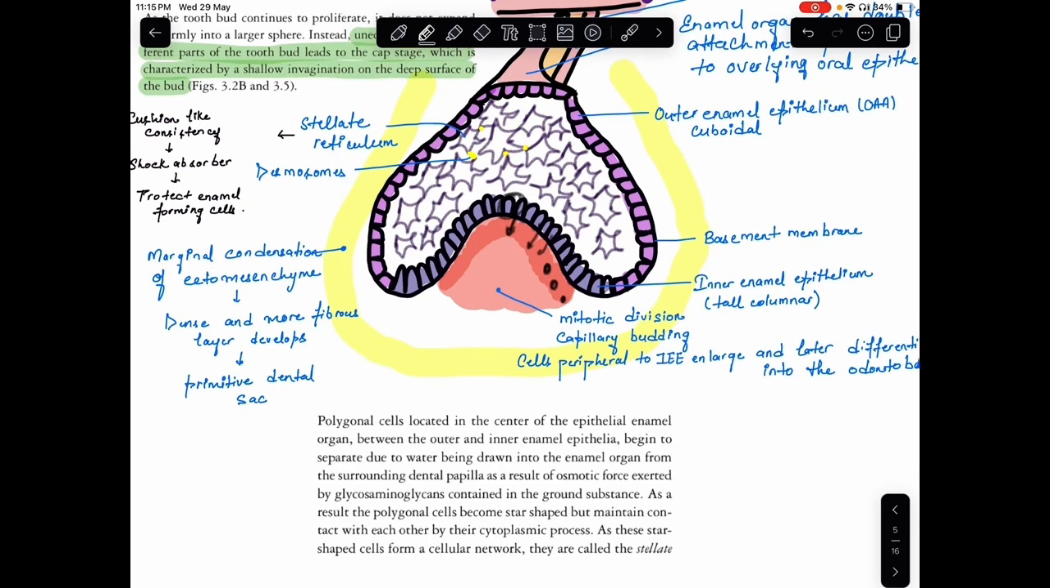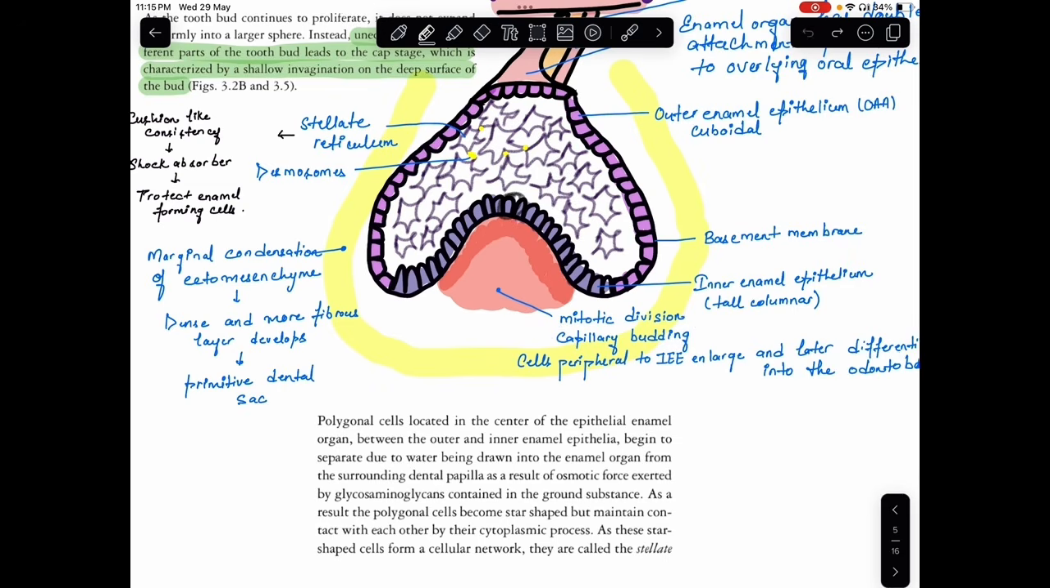So before this happens, these cells in this area, the primitive odontoblasts, start enlarging. Not differentiating, but they start enlarging, and there is capillary budding so that they can get nutrition. Now, this is about the dental papilla.